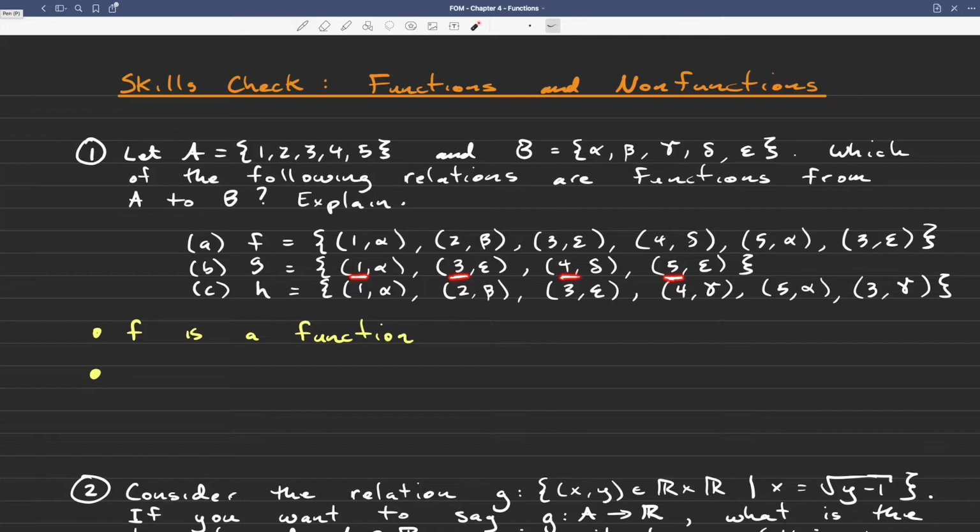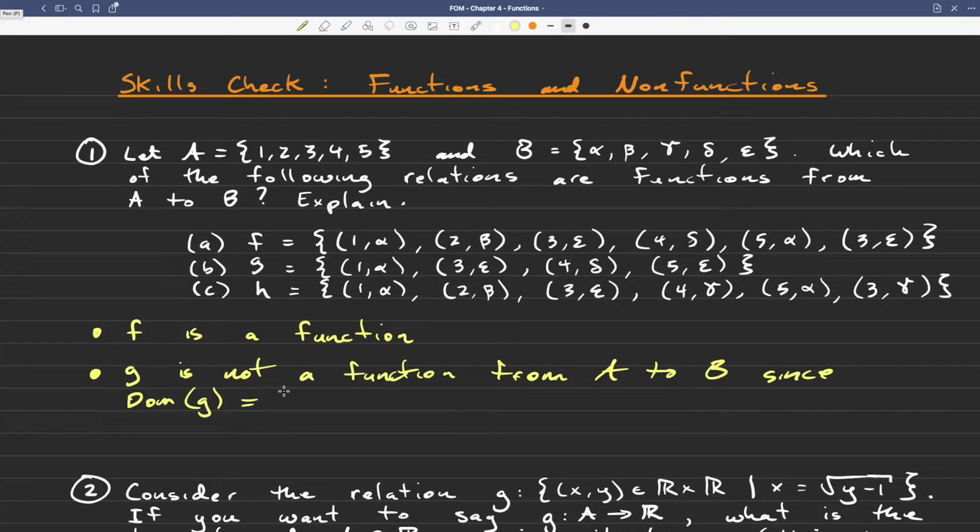It's a function from some subset of A to B, but it's not a function from A to B. So G is not a function from A to B, since the domain of G equals {1, 3, 4, 5}, which is not equal to A. G does have the function property though, because you don't see any repeated first components in the ordered pairs.